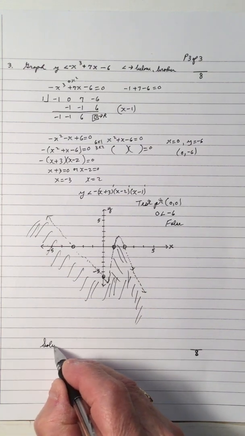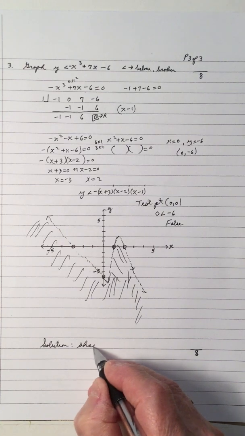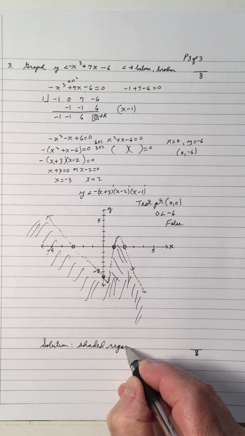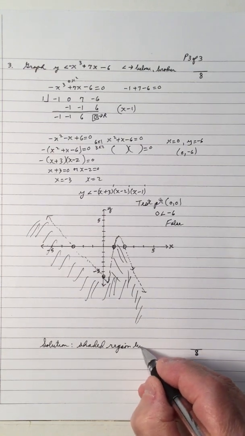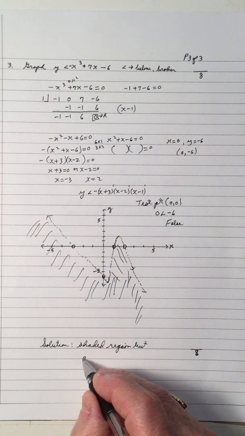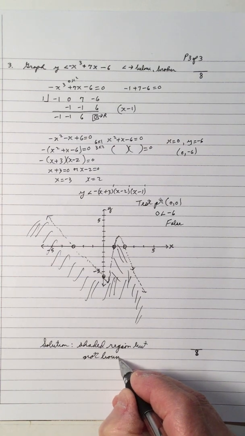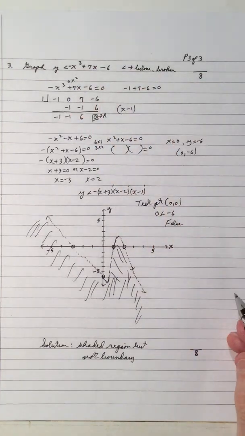So the solution to this is the shaded region, but not the boundary, not the points on the boundary. The boundary is not included because there's no equal sign.